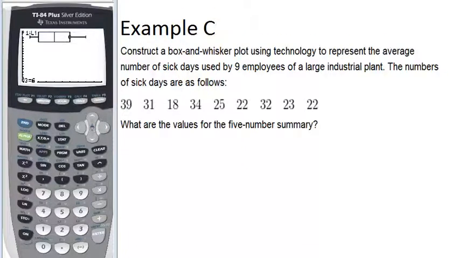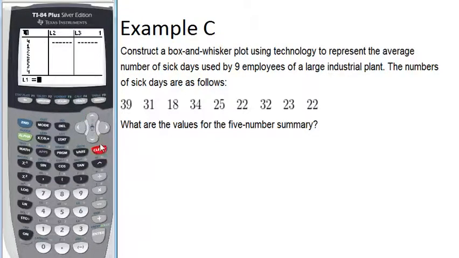Example C: construct a box and whisker plot using technology to represent the average number of sick days used by 9 employees of a large industrial plant. The numbers of sick days are as follows. And then what are the values for the 5 number summary? So the first thing we have to always do is enter in the data so the calculator knows what we are dealing with. So clear out what we already have and enter in the data. So 39, 31, 18, 34, 25, 22, 32, 23, and 22.